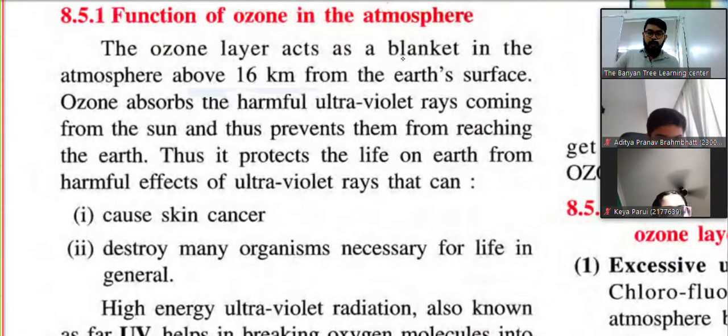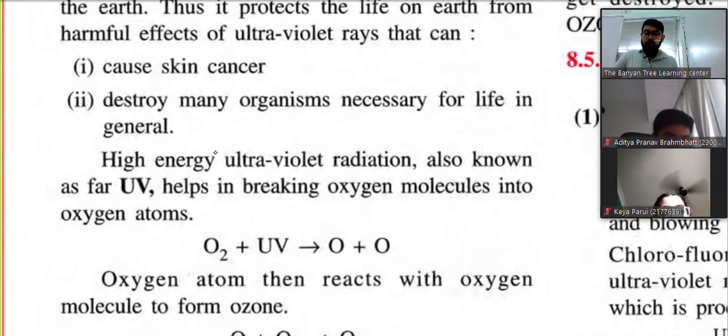The ozone layer acts as a blanket in the atmosphere above 16 km from Earth's surface. Ozone absorbs the harmful ultraviolet rays coming from the sun and prevents them from reaching the earth. So it protects life on earth from the harmful effects of UV rays that can cause skin cancer, and can destroy many organisms necessary for life in general.